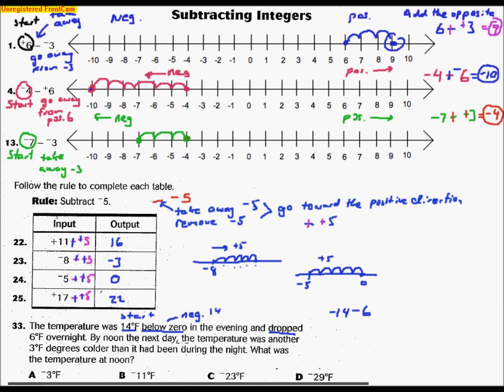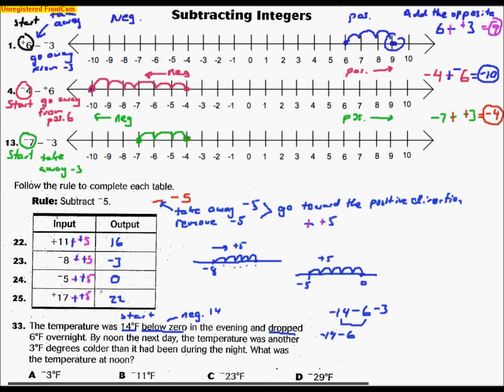By noon the next day, the temperature was another 3 degrees colder. So that means I need to take 3 more away. What was the temperature at noon? Well, I need to take away these numbers from -14. When I'm taking away 6, I'm taking away positive 6. So let's start with just these two numbers. I'm at negative 14, and I'm taking away 6.